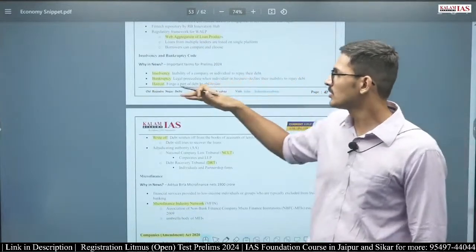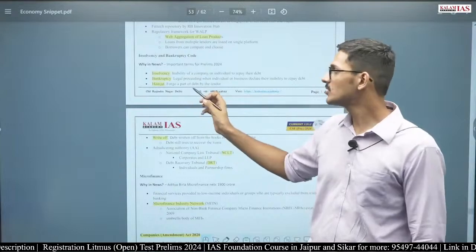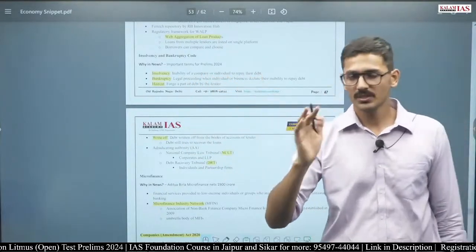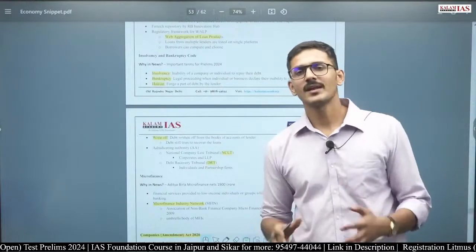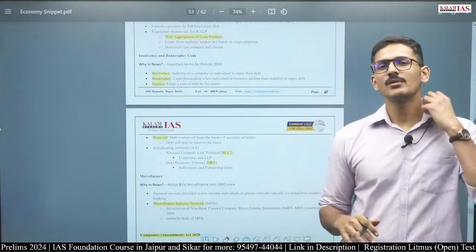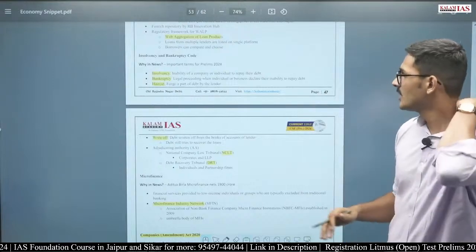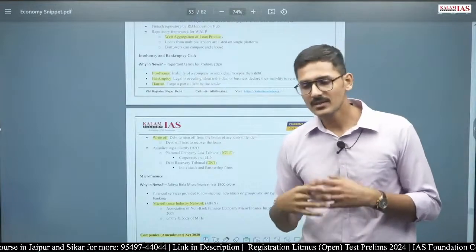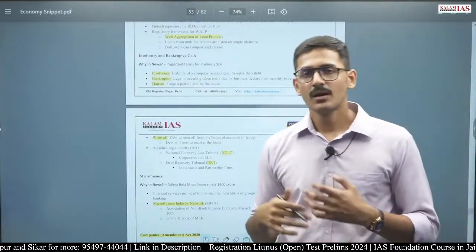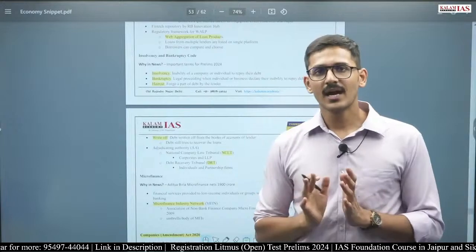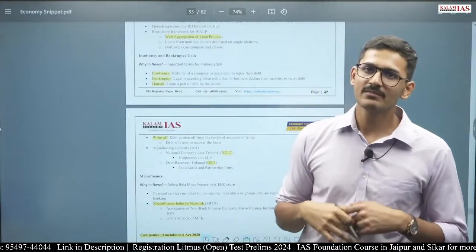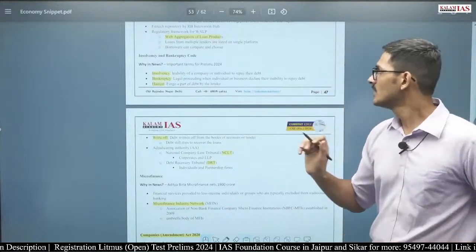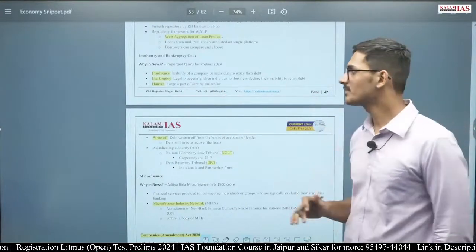Insolvency and Bankruptcy Code, you should know the difference between the terminology. What is insolvency? Insolvency is basically the inability of a company or individual to repay their debt. If I owe debt to someone and I cannot repay it, then I will say that I have become insolvent. But what is bankruptcy? Bankruptcy is a legal proceeding. If I take legal proceedings and declare legally that I am unable to repay any of the money, then I have declared myself bankrupt. So this is a legal proceeding where an individual declares their inability to repay the debt.